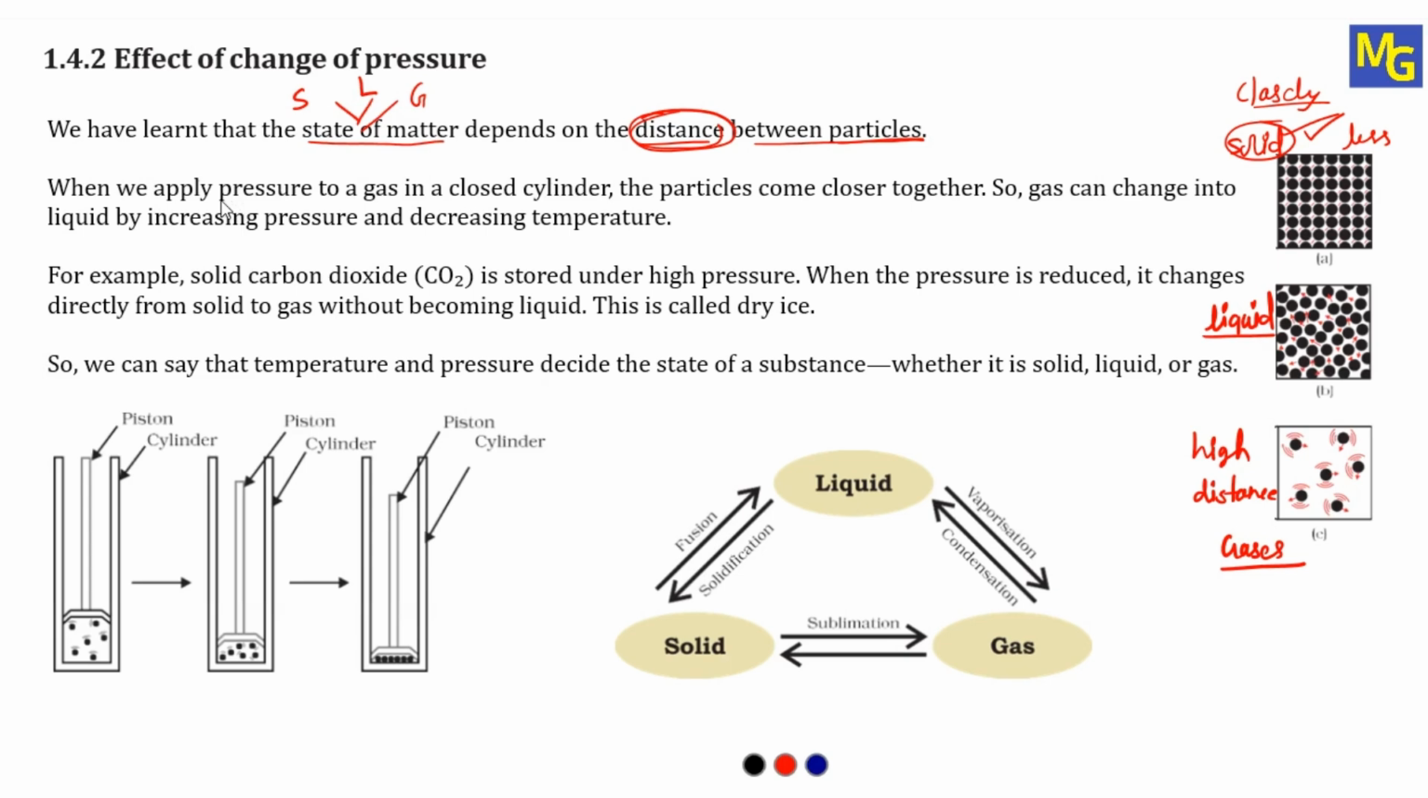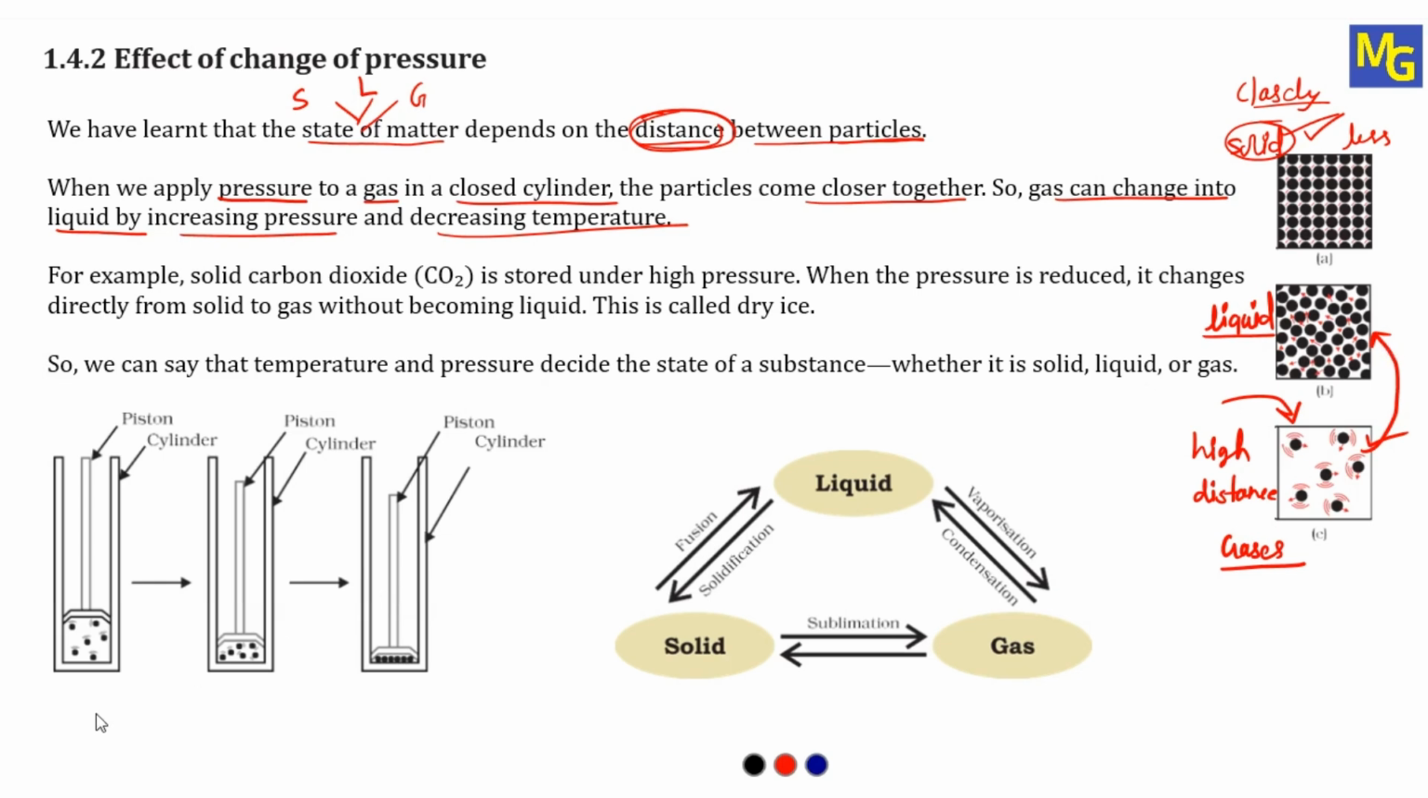Now, when we apply pressure to a gas in a closed cylinder, the particles come closer together. So, gas changes into liquid by increasing the pressure and decreasing the temperature. The meaning of this sentence is, as we have just seen, particles of gas have very high distance between them. Therefore, we can apply pressure on these gas particles and bring them close to each other so that we can convert them into liquids.